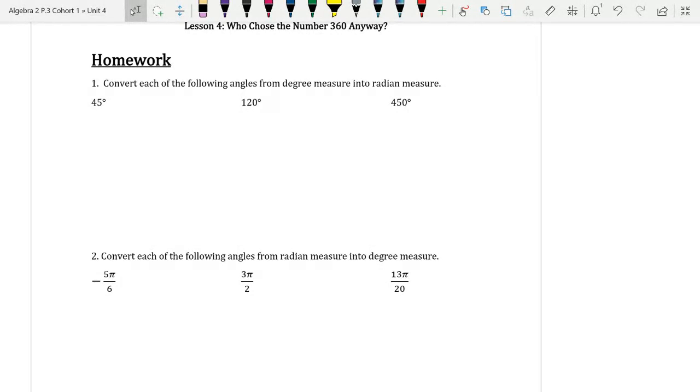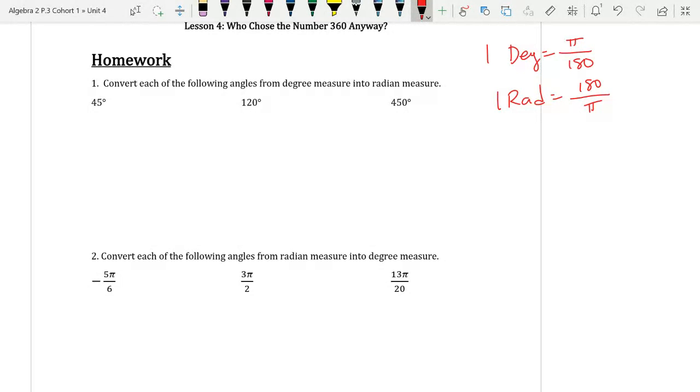So there was something in class that I wrote down on the board, and we're going to use it here in the lesson. On the reference sheet, it says 1 degree is equal to pi over 180, and 1 radian is equal to 180 over pi. These are our converting ratios that we're going to use. Depending on what you're given is going to depend on which ratio to use. So the first question gives us 3 different degree measurements, so we're going to use that first ratio.